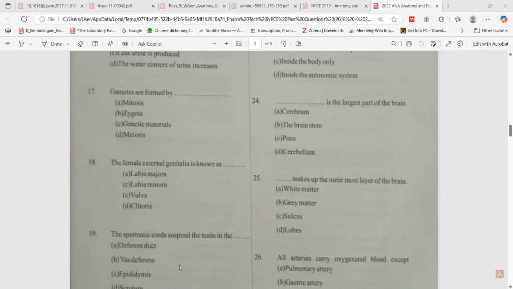Yeah, what's your question? I'm listening. The answer should be meiosis. Yes, it's meiosis. I'm just trying to school the person that says zygote, but the answer is meiosis, not zygote. The answer is D, meiosis. All sex cells are produced by the process of meiosis.